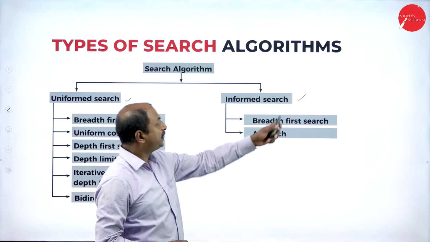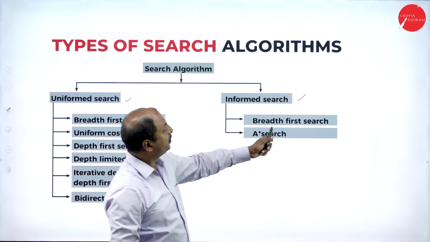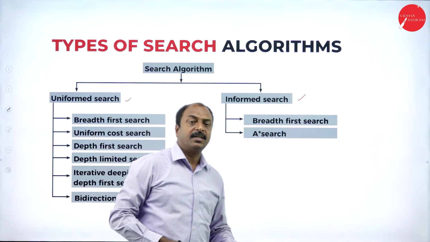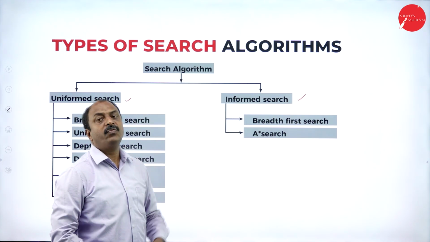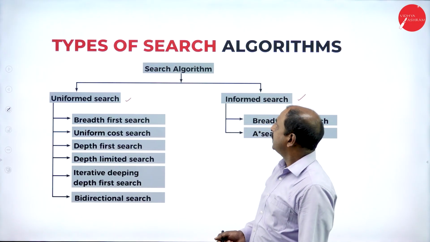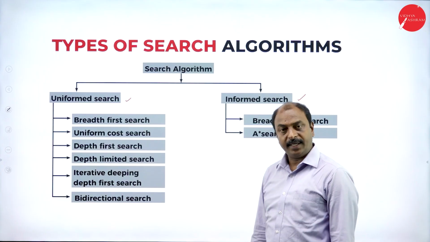Now in informed search, the first one is greedy best first search. Second one, A star search. These are the two types under informed search. So these are all different types of search algorithms in AI.